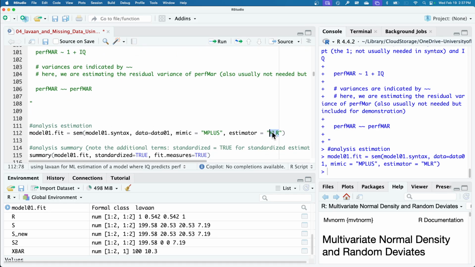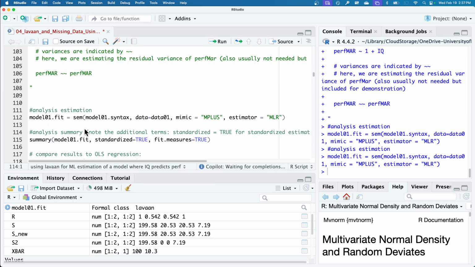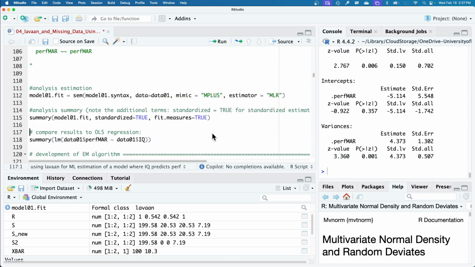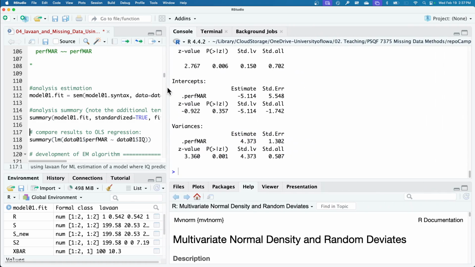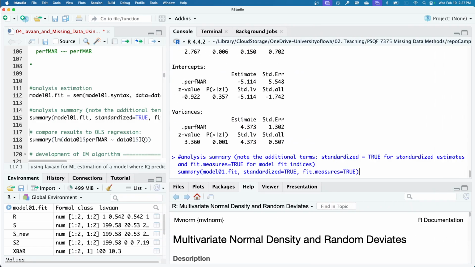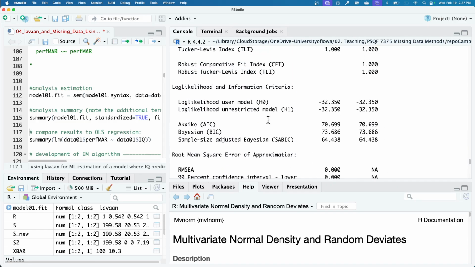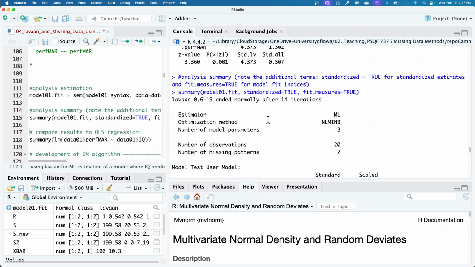Estimator equals MLR, which stands for maximum likelihood robust. So that's our robust maximum likelihood estimate. We estimate this, and now we can see our summary. Let's try that again where you can see it better. Whole bunch of stuff at the top.